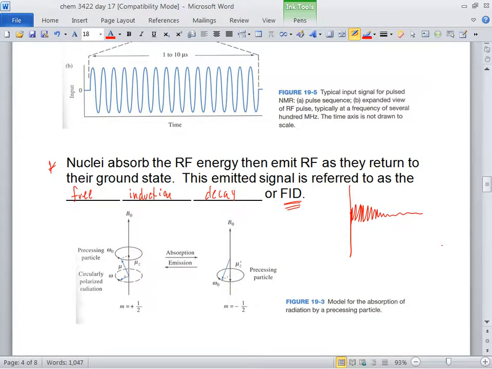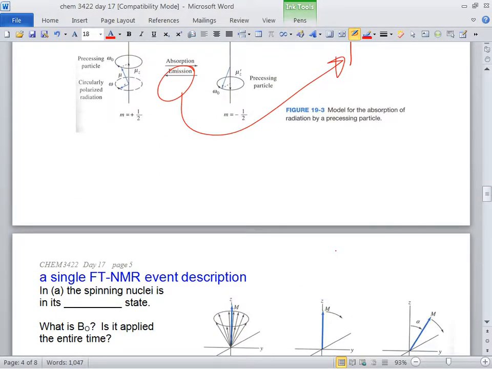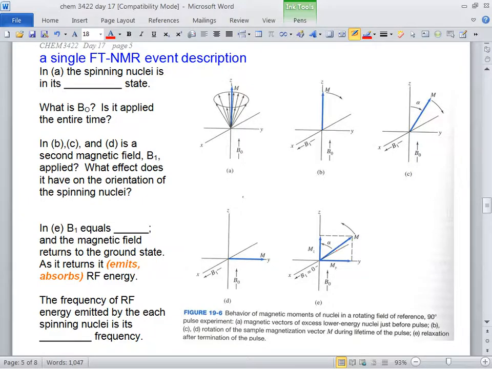So you've got this absorption emission process going on. The emission is what gives rise to that decaying signal. It's going to have a lot of decaying emission at first and then just dies off. A single FT NMR event description.